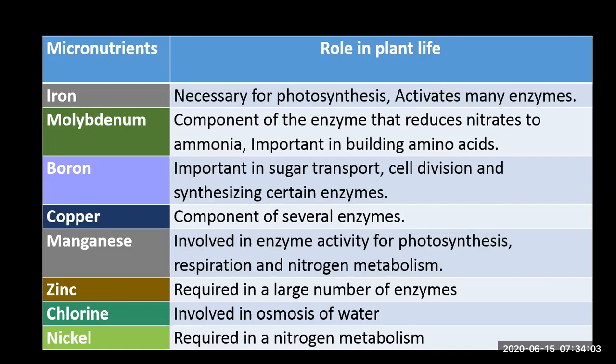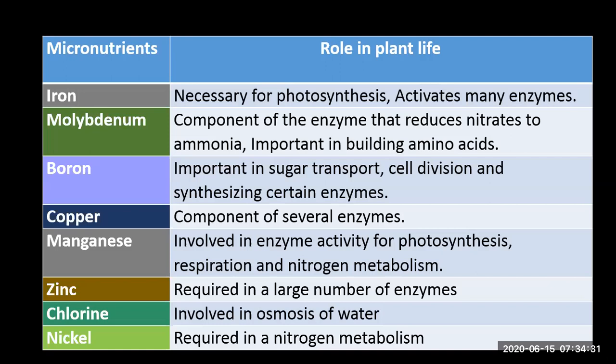Zinc is a micronutrient which is required by a large number of enzymes in plants. So if the plant is deficient of zinc in the soil or manganese in the soil, lots of important reactions are going to be affected. So it's going to retard the activity of plants. It's going to affect the plants badly.